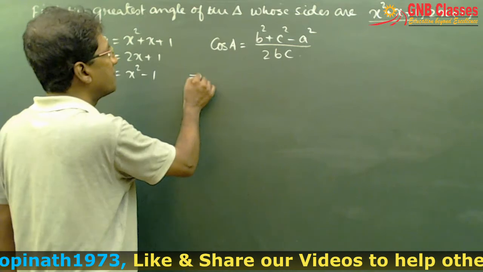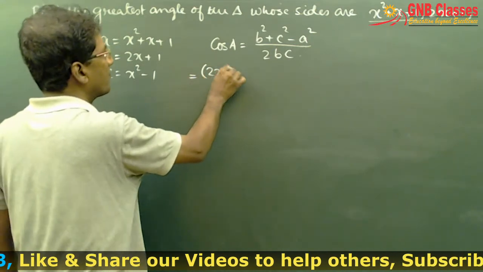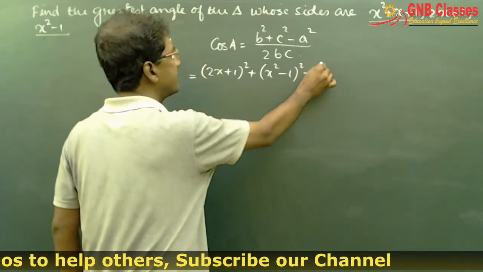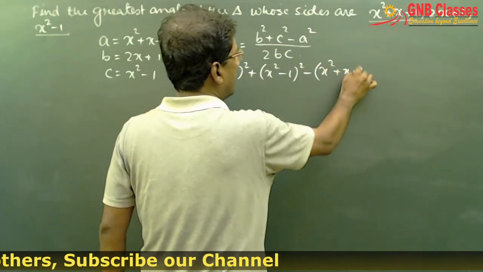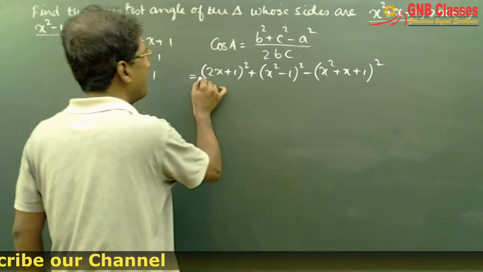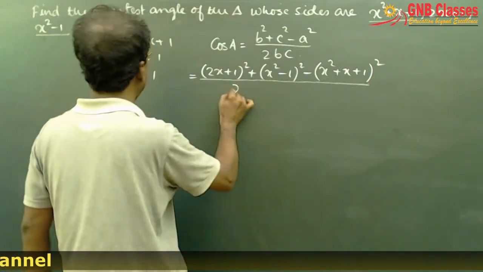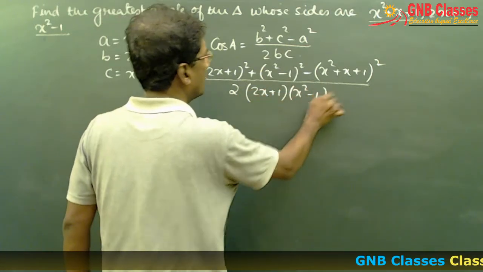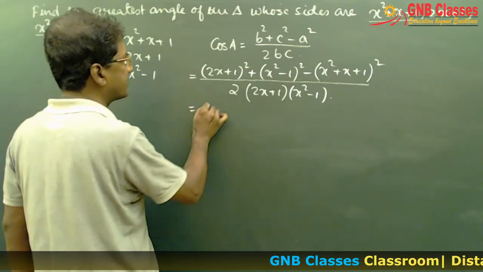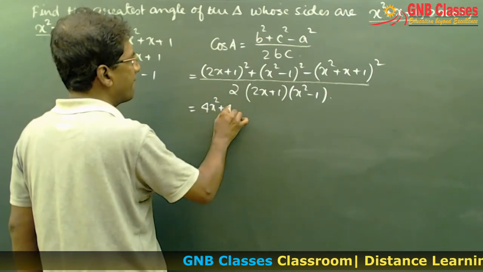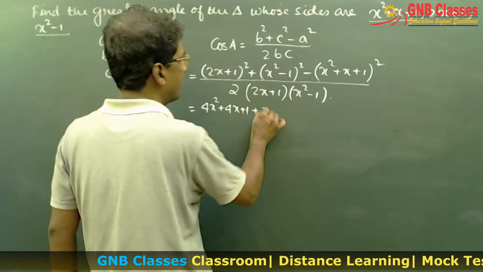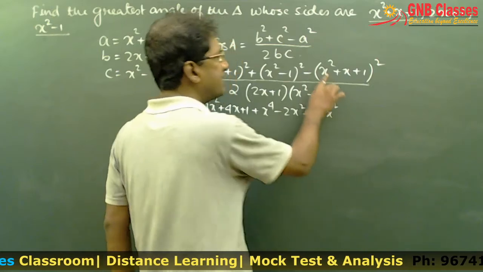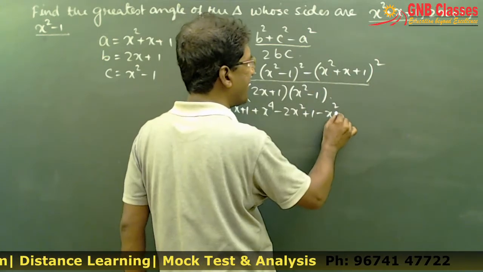So what are we going to get here? b, that is, 2x plus 1 whole square, plus x square minus 1 whole square, minus a square, divided by 2bc. Okay. Now let me just open the brackets. This is a plus b plus c whole square, so we are just expanding that.